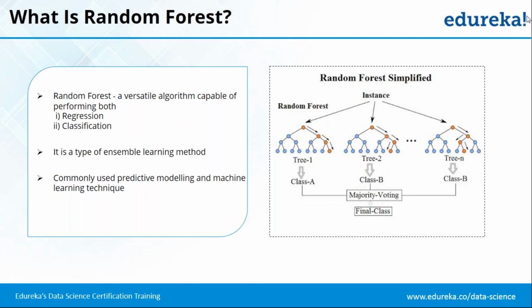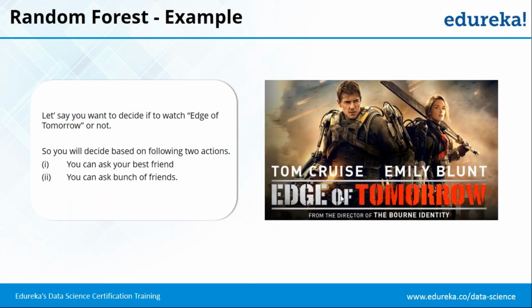Now let's try to understand random forest further with a very beautiful example. All right, this is my favorite one. So let's say you want to decide if you want to watch Edge of Tomorrow or not, right? So in this particular scenario, you will have two different actions to work upon. Either you can just straight away go to your best friend and ask, all right, should I go for Edge of Tomorrow or not? Will I like this movie? Or you can ask a bunch of friends and take their opinion into consideration, and then based on the final result, you can go out and watch Edge of Tomorrow, right?